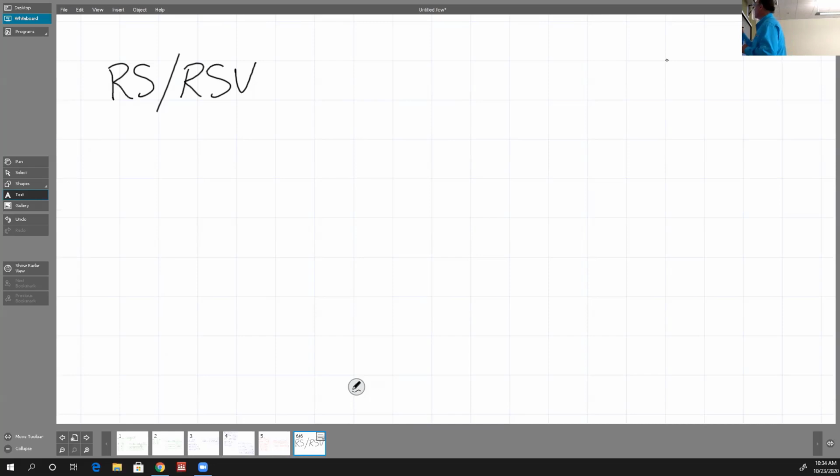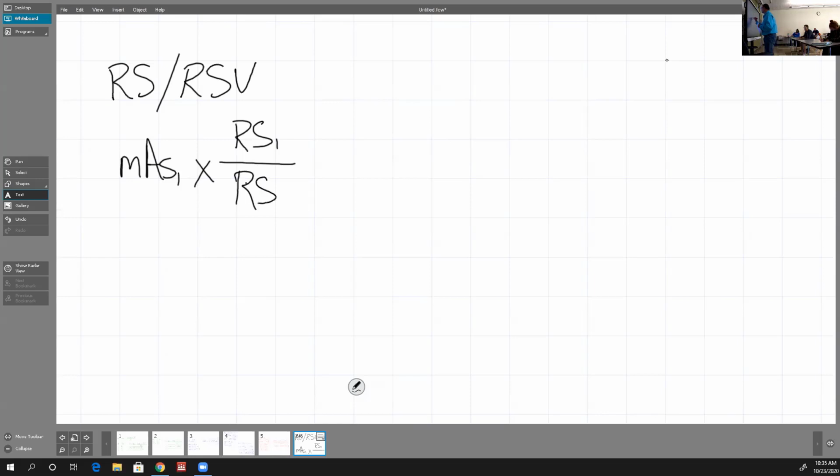Okay, so what we're going to do is take mAs1 times the RS1 divided by, oops, yes, RS2. This is old speed, this is new speed.